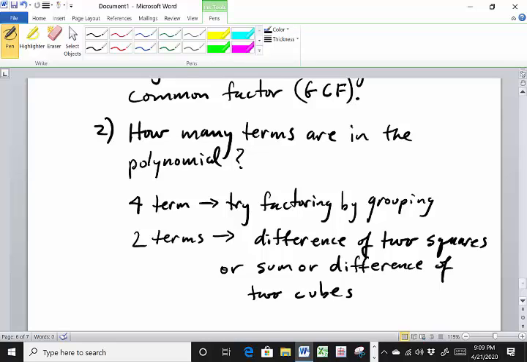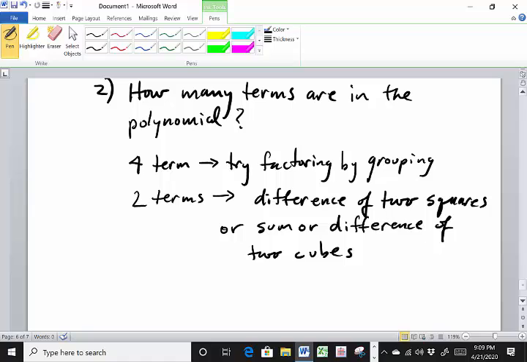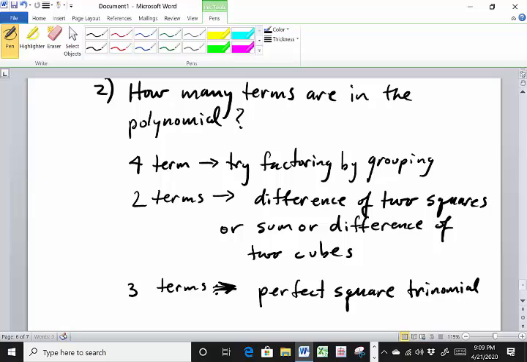Then, what about 3 terms? Well, for 3 terms, the special possibility or special product would be a perfect square trinomial. Okay.